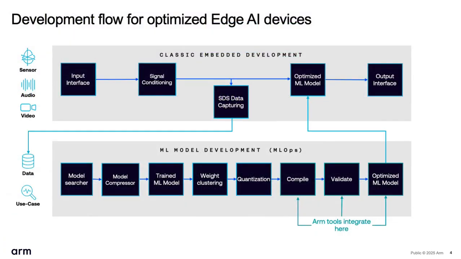This slide is from our last webinar and shows the development flow for ML applications. It has a classic embedded part that integrates an optimized ML model created in an MLOps environment. The classic embedded software interfaces to the sensor, audio or video input of your device and contains, for example, DSP algorithms for signal conditioning. It also covers the output interface.